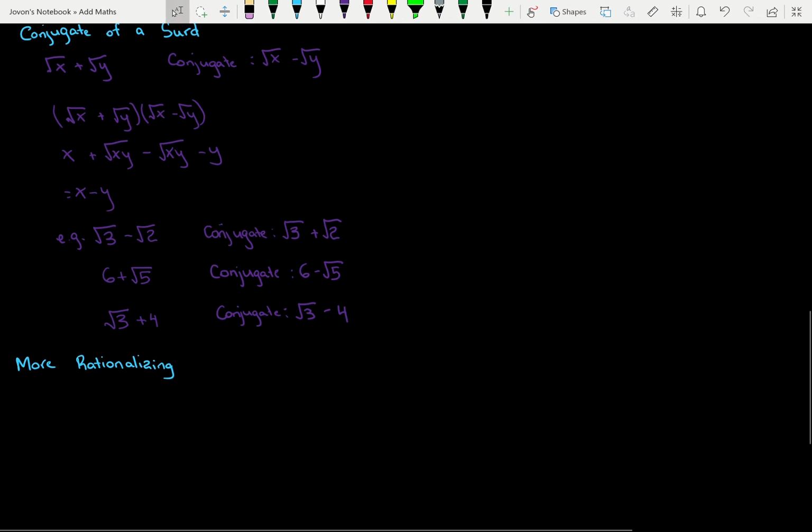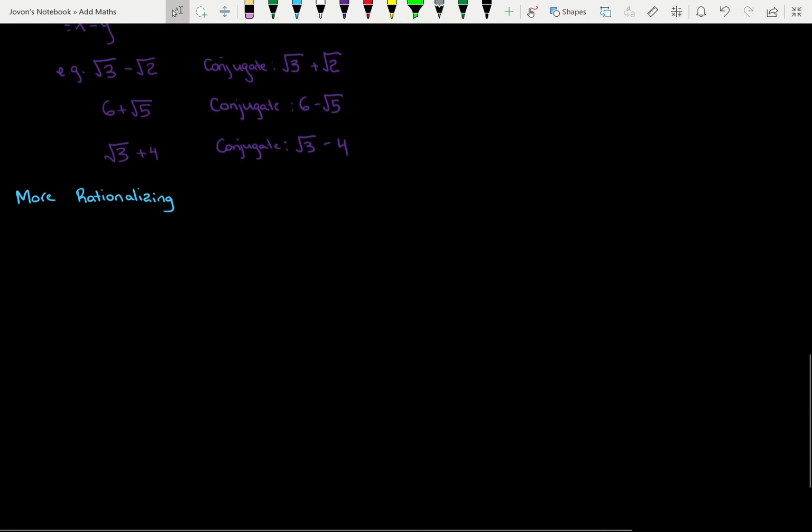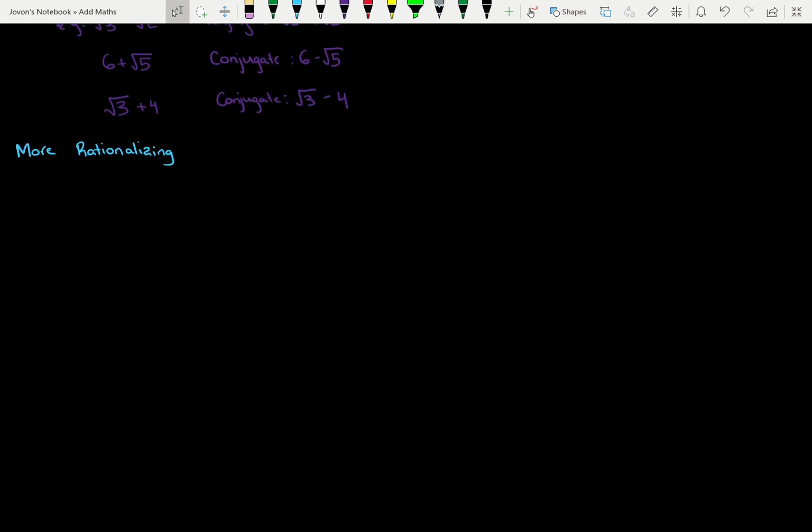So now that we know the conjugate of a surd, we can do a little bit more complex rationalizing. So let's say we have 1 over the square root of 2 plus 1. Okay, and we want to rationalize the surd. Right, to rationalize a surd like this, remember before, if it was 1 over root 2, we would multiply by root 2 over root 2. But this one is more complex, right? So what we'll do is we actually multiply by the conjugate.